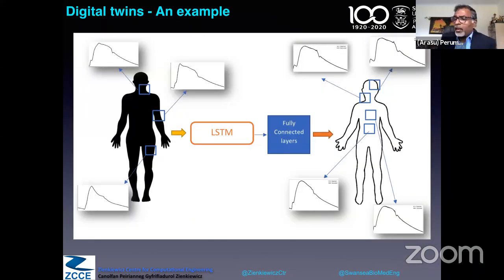I can talk for hours about digital twins. Unfortunately, I don't have that much time. So I'm going to give you a very, very quick introduction to digital twins with an example. And then you need to somehow imagine how this is applied to COVID patients.